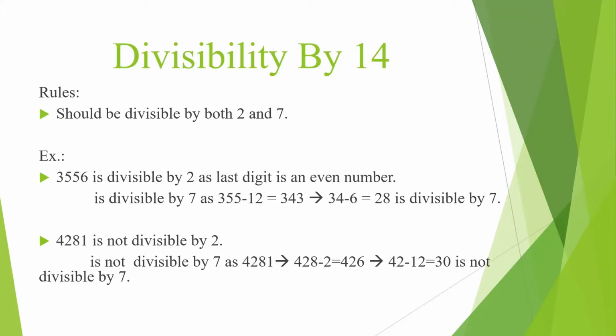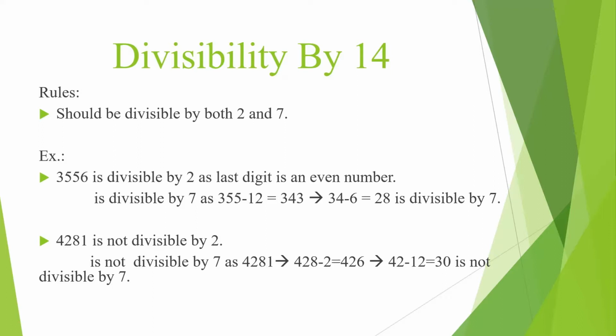And for 7, what we will do is we'll find the difference between the remaining digits, ignoring the last digit, minus last digit into 2. So that number should be divisible by 7. If that number is divisible by 7, then the bigger number is also divisible by 7. It has to satisfy both the conditions, that is 2 and 7, to check for the divisibility for 14. If any one of the divisibility tests fails, then the number won't be divisible by 14.